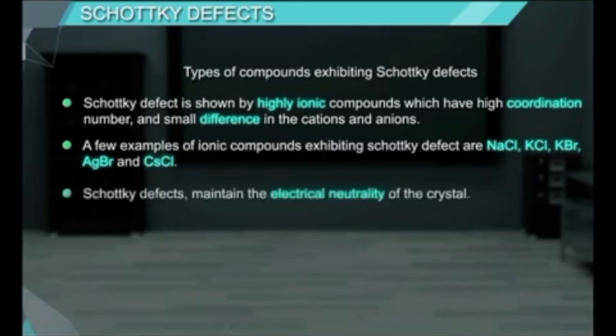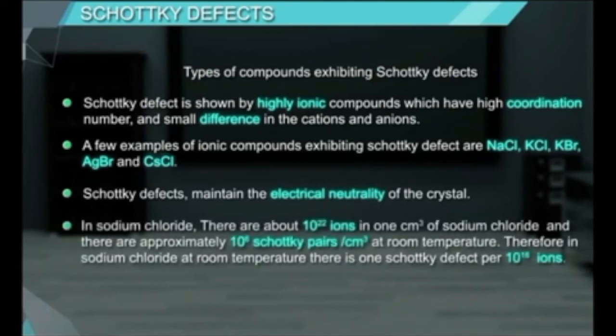Schottky defects maintain the electrical neutrality of the crystal. In sodium chloride, there are about 10 raised to 22 ions in 1 cubic centimeter, and there are approximately 10 raised to 6 Schottky pairs per cubic centimeter at room temperature. Therefore, in sodium chloride at room temperature, there is 1 Schottky defect per 10 raised to 16 ions.